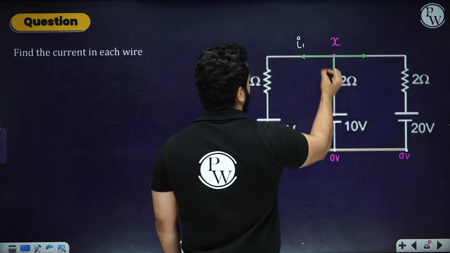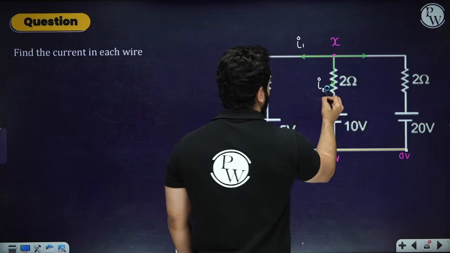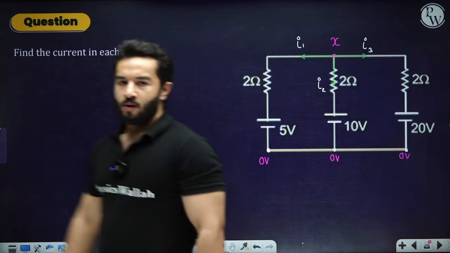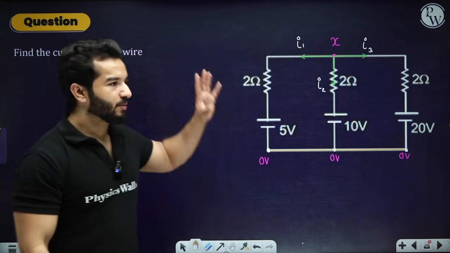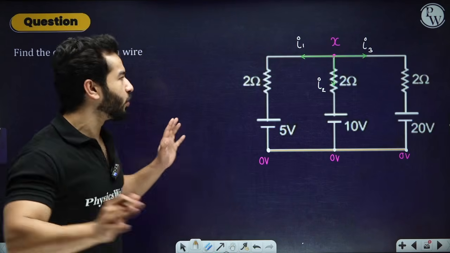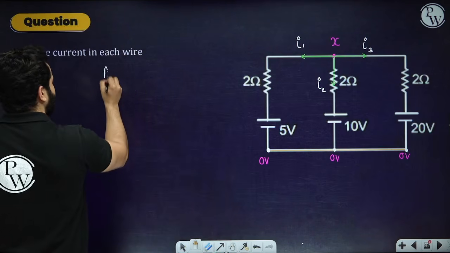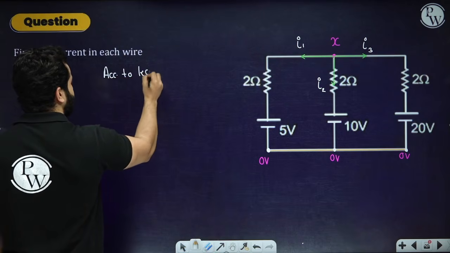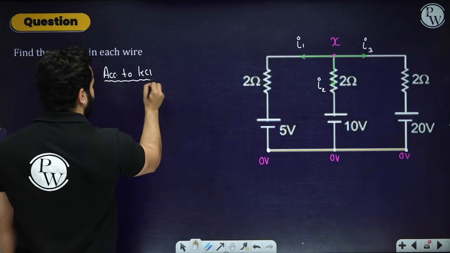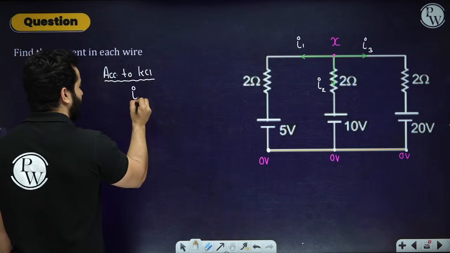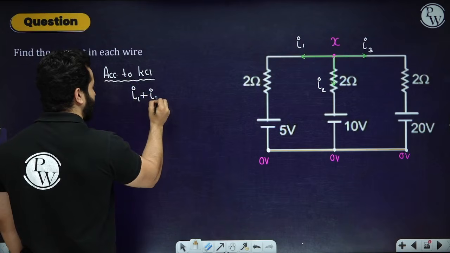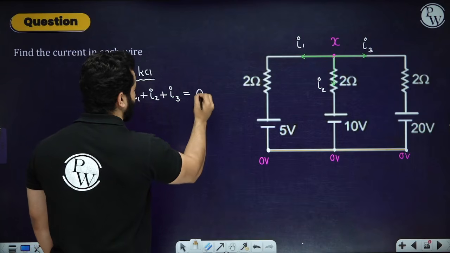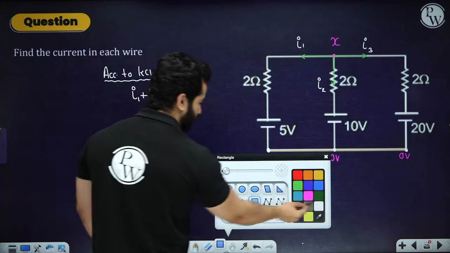I1, I2 and I3. So this is also an assumption that all the currents are actually outgoing. So according to KCL, that's why I was saying that we are going to use KCL. According to KCL, summation of outgoing current I1 plus I2 plus I3 will be equal to summation of incoming current, and there is no incoming current, so this will be equal to 0.